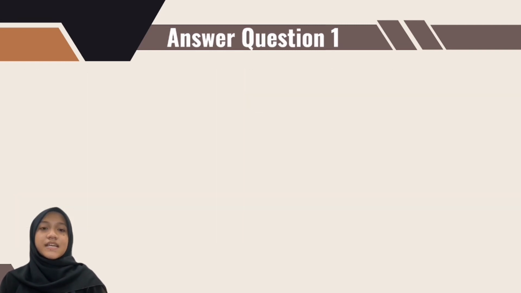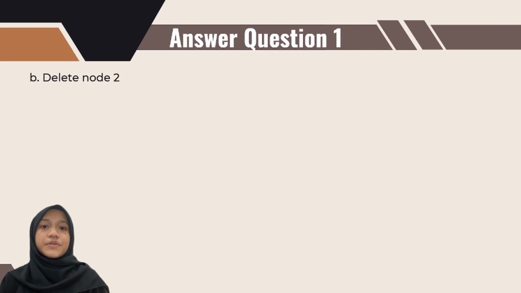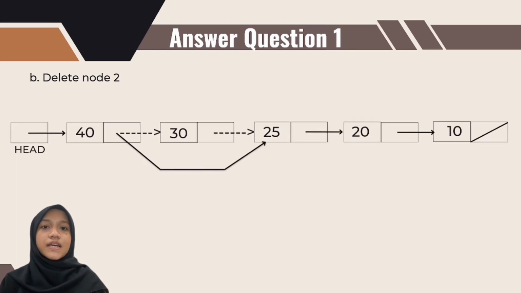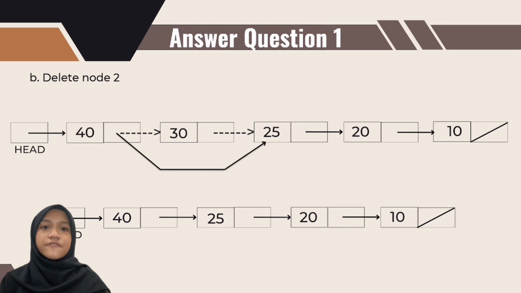Next statement is delete node 2. Node 2 in this linked list is 30, so we need to remove the node that has number 30. So, the answer after deleting node 2 is 40, 25, 20, followed by 10.